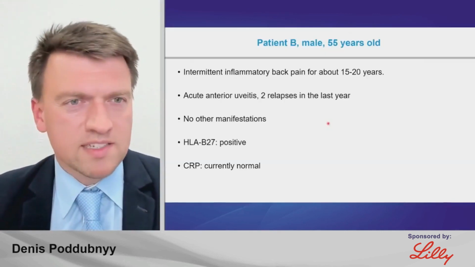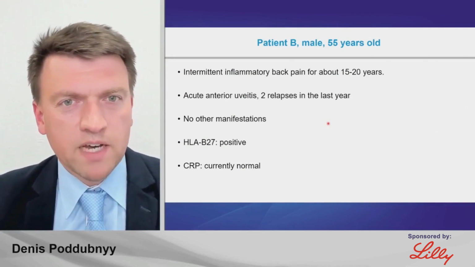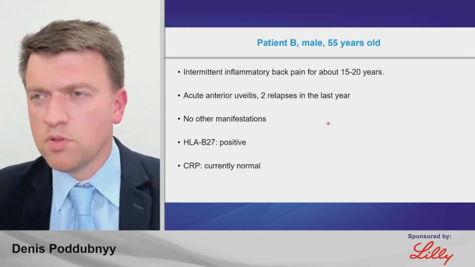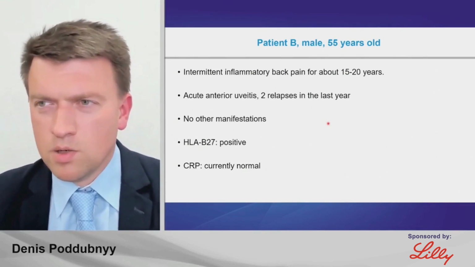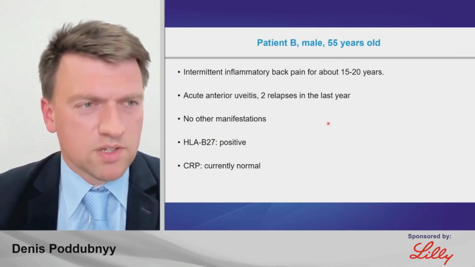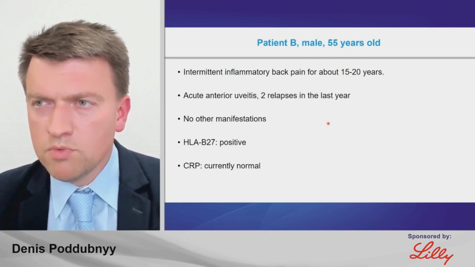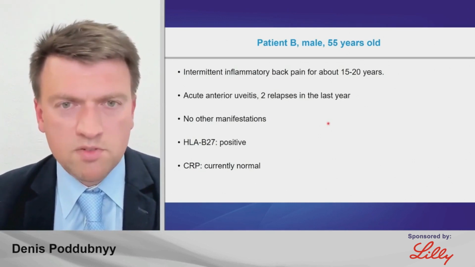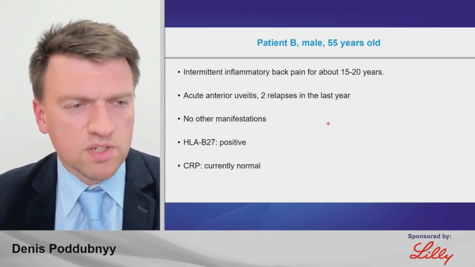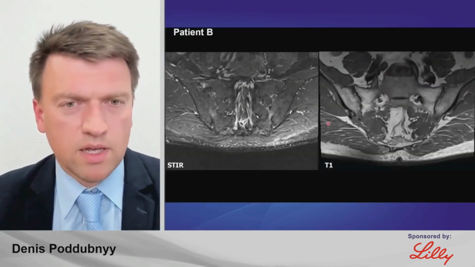So let's have a look at the second case. This is a male patient, 55 years old, with the same patient profile, and I saw both of those patients within 2 weeks in the outpatient setting. He has also been referred to us by an ophthalmologist because of the presence of back pain on the background of uveitis. B27 was also positive. CRP was normal. So let's have a look at the MRI.